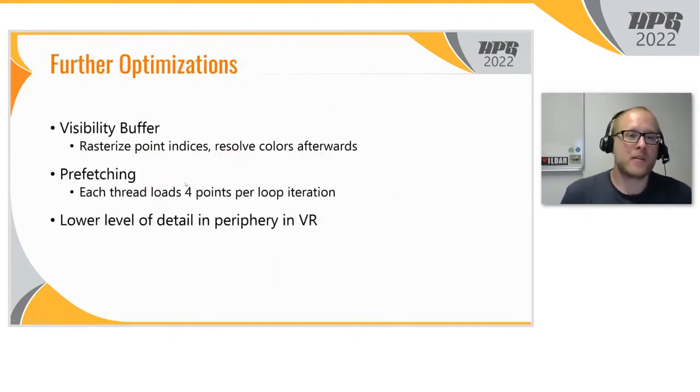In the paper, you will also find some further optimizations that you can look up, like, for example, visibility buffer. We use a visibility buffer now, where instead of rendering the colors, we render the point indices and resolve the color afterwards. We also use some prefetching, where when each thread loops for all its points, instead of loading one point and then render it, loading another point and then render it, we load 4 points at once and then render these 4 points, and then we load another 4 points and then render these 4 points. And this is a surprisingly big performance improvement of about 30%.